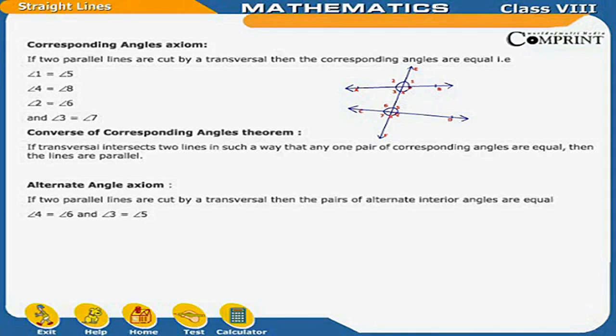Alternate angle axiom. If two parallel lines are cut by a transversal, then the pair of alternate interior angles are equal, that is angle 4 is equal to angle 6 and angle 3 is equal to angle 5.